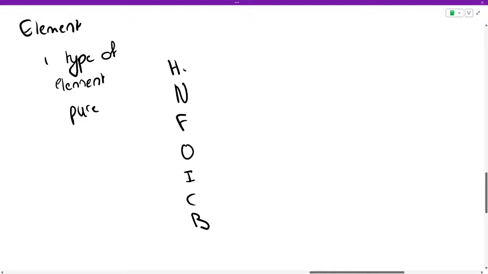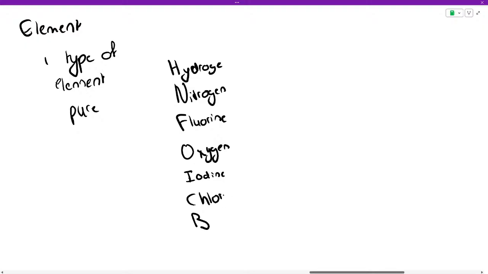Right. Hydrogen, nitrogen, fluorine, oxygen, iodine, it's called chlorine, and bromine. Right. Have no fear of ice cold beer is quite easy to remember. Hydrogen. Right. Now, that means that there's two of them just bonded together.